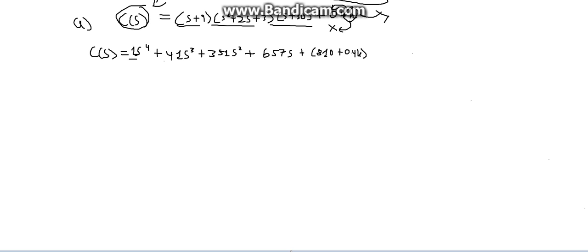There's a 1 here, 41 here, 351 here, 657 here, and 810 plus 0.4k here. That's the constant, and mind you, this is actually in s to the power of 0. It's s to the power of 1.